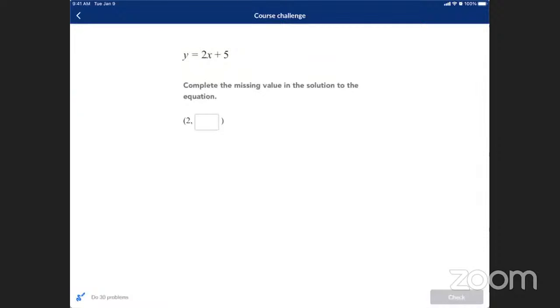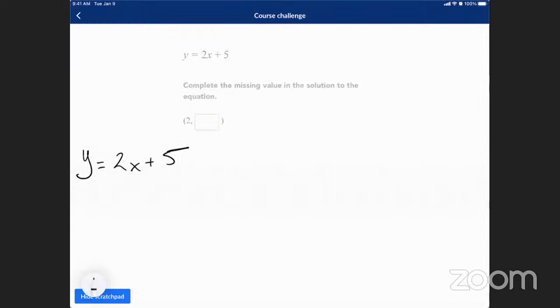All right, so here it's going to be 30 problems. It says here, y equals 2x minus 5, and it says complete the missing value to the solution of the equation. I think we have 2 here. So what they're trying to say is that we have 2 variables in our expression, and one of them already shows 2.